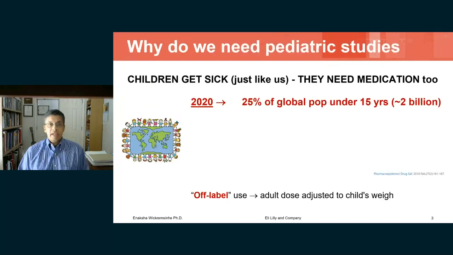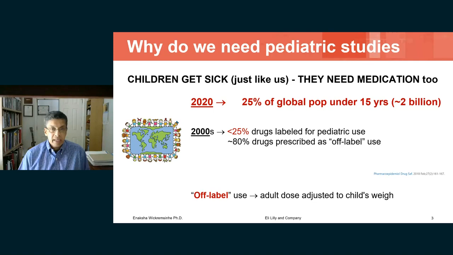So why do we need pediatric studies, right? Children get sick just like you and me, right? I mean, they all get sick and they all need medication. So there were statistics done in 2020, which stated that 25% of the global population is under 15 years of age. So that's 2 billion kids that would need medications if they are sick. But if you go back around the 2000s, less than 25% of the drugs that were approved were labeled for pediatric use, right? So about 80% of the drugs were prescribed by doctors as off-label use.